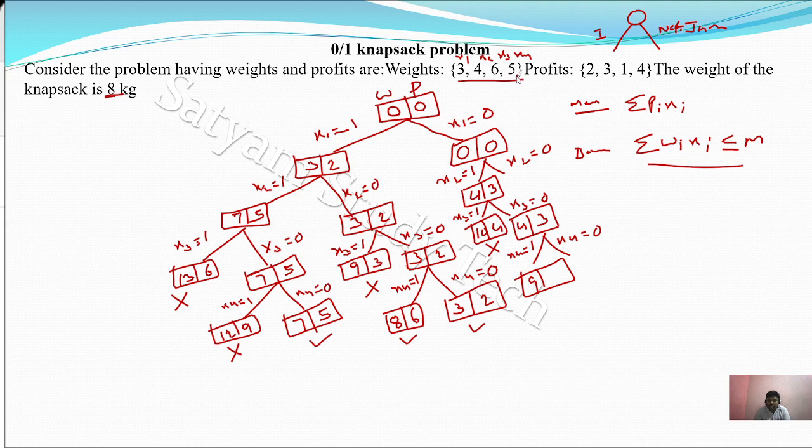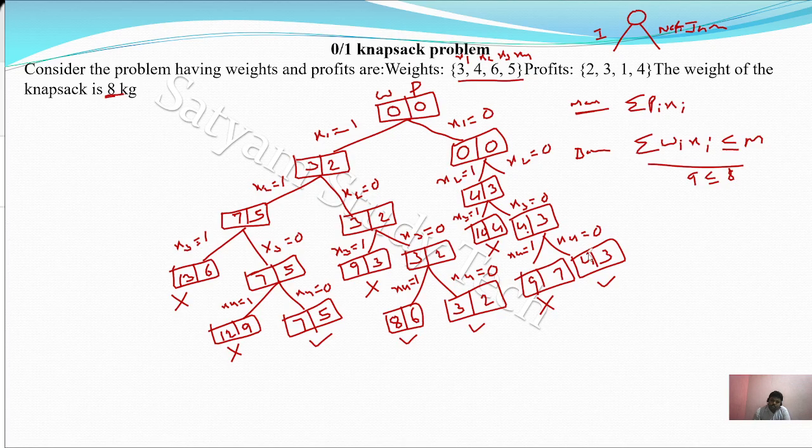Here, if you include that weight, you can get this profit. So 3 plus 4 is 7, but 9 less than or equal to 8, the condition fails, so you can kill this node. x4 is not included, that means the weight is 4, and you can get the profit 3. So this is another solution.